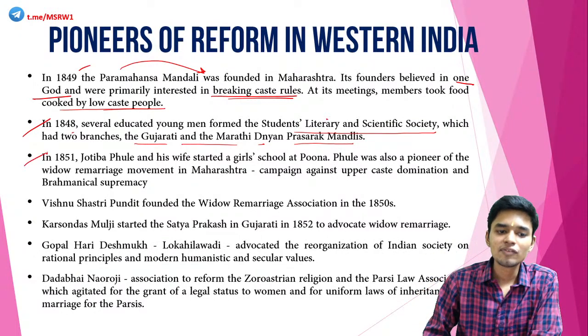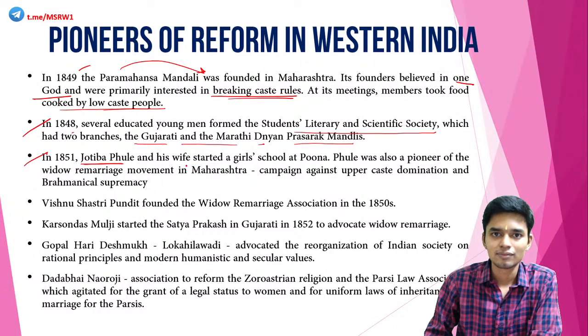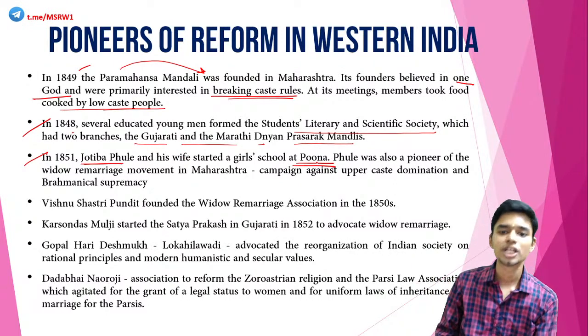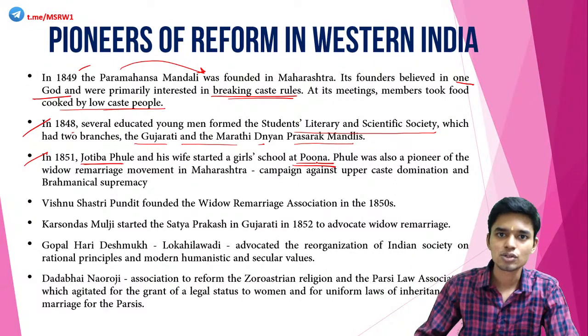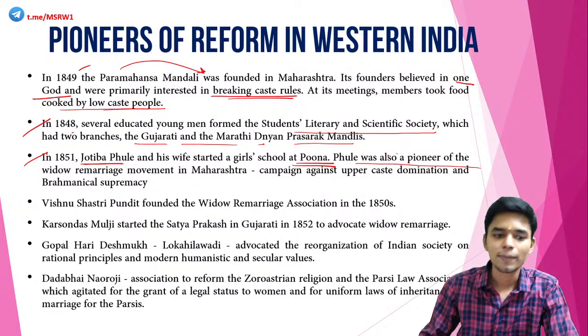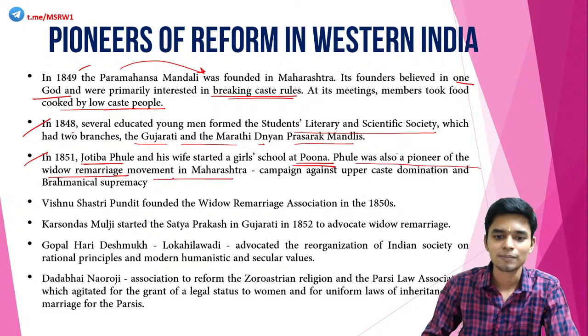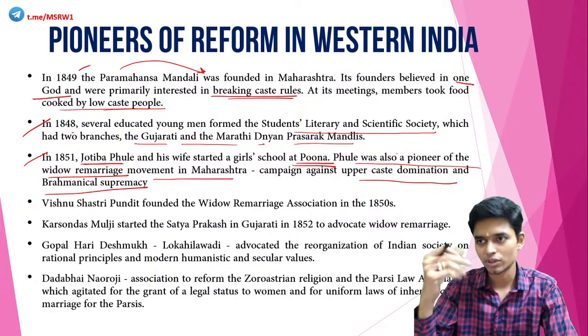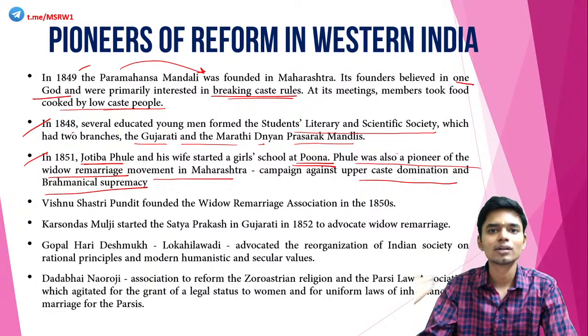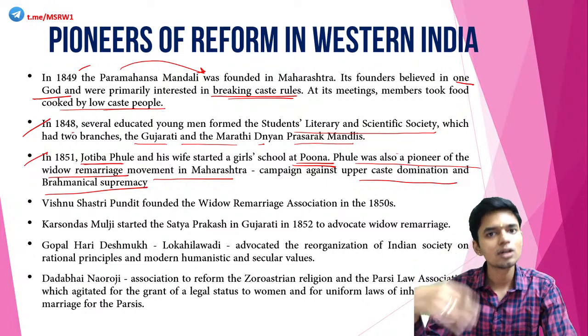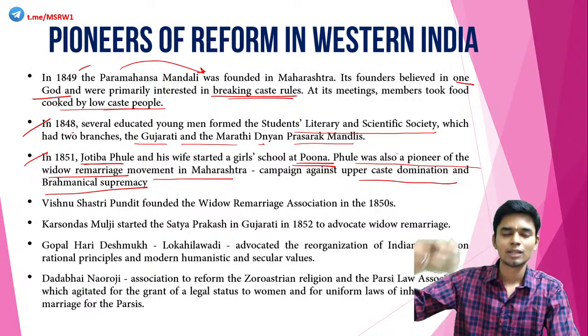In 1851, Jyotiba Phule and his wife Savitribai Phule, she, along with Jyotiba Phule, started a girls' school in Pune. They worked for the education of girls and various other social causes. Phule was also a pioneer of the widow remarriage movement in Maharashtra. A campaign against upper class domination and Brahmanical supremacy was also taken up by Phule. Phule belonged to the Mali family, so he knew the state of the lower castes in India, and he worked to make their position better in Indian society.